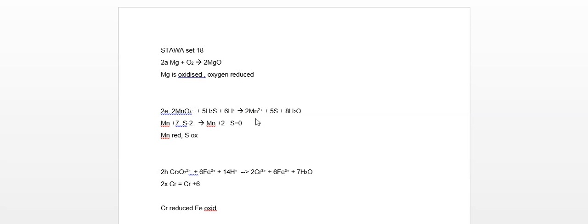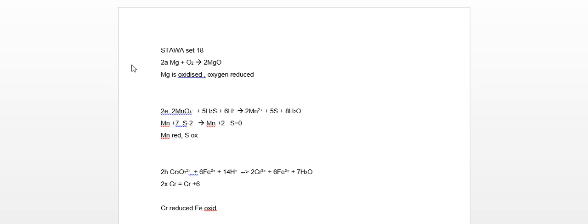Okay, here we are, STAWA set 18, looking at question 2, which is asking us which of the following reactions determine whether any elements have undergone a change in oxidation number, and note whether they have been oxidized or reduced. Okay, I'll start with the first one very easily to show you how it's done.